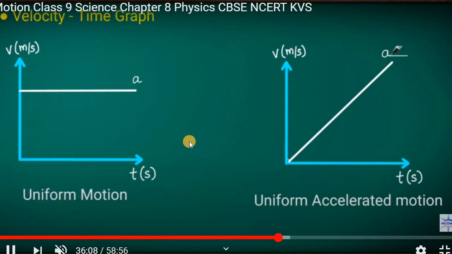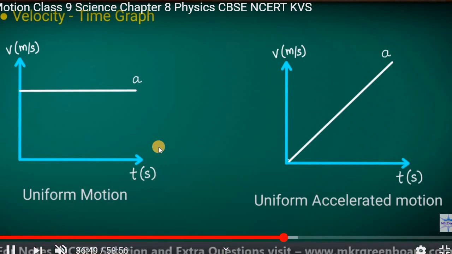Here there are also two types. The first one is of uniform motion and the second one is of uniform acceleration motion. Here the velocity is given in meters per second. This is called the slope of the graph, which denotes the acceleration of the motion. In the second graph you can also see the slope, which denotes the acceleration of the motion. Here V means velocity in meters per second, and this line denotes the time T.